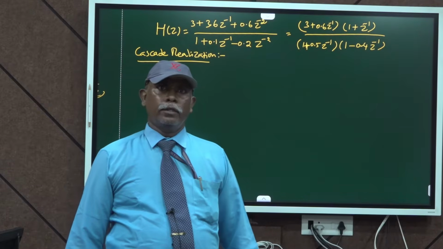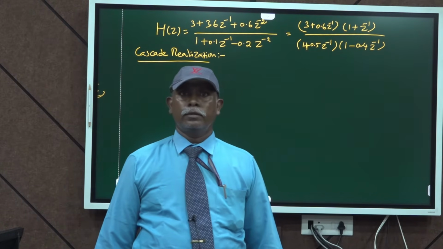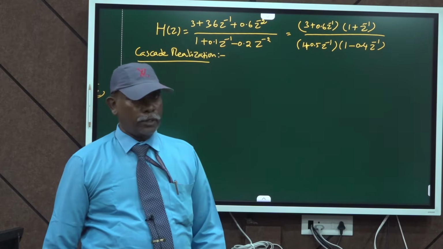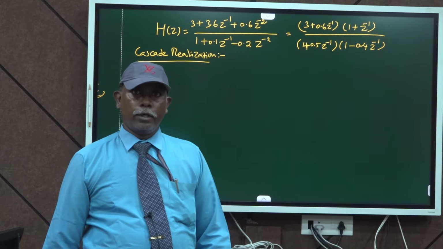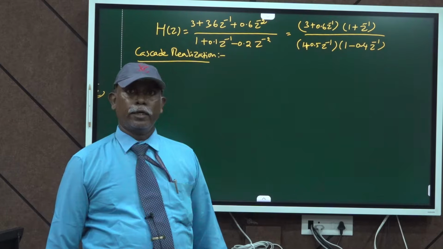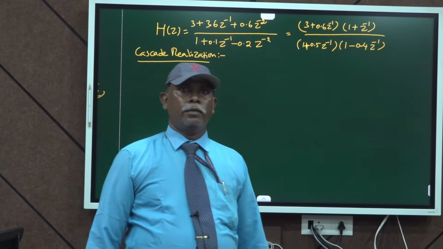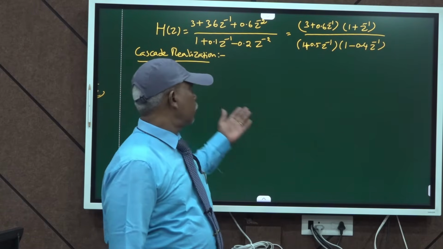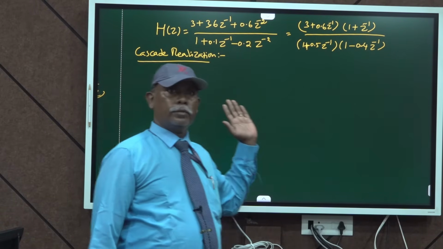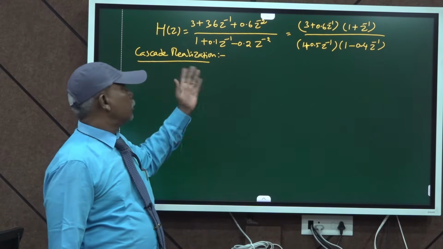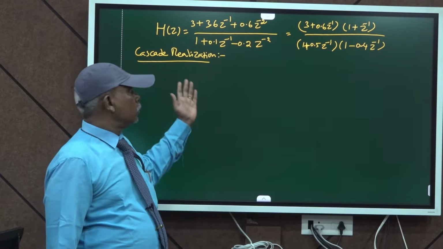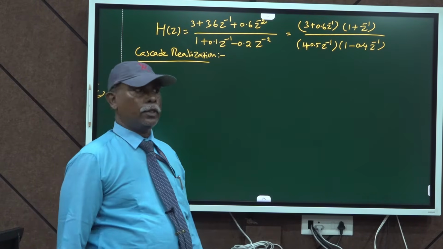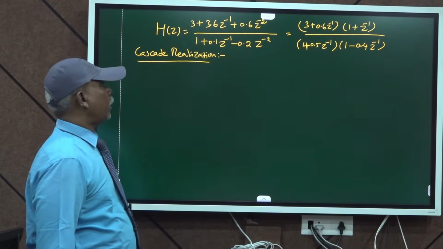We factorize the given problem. You have a numerator and a denominator. You may factorize either the numerator or the denominator, or both, based on the given elements in the problem. Here we see delay elements of z power minus 2, so there are 2 factors. You have to find H1 of z and H2 of z. Just factorize it.